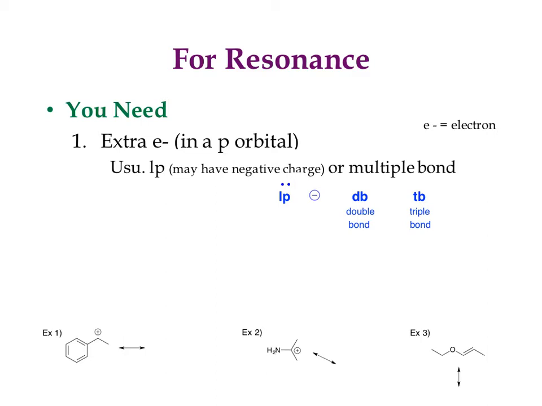Once I know where there are some extra electrons, I also need a place for those electrons to go. So if we're thinking about them moving, where else could they be on that structure?